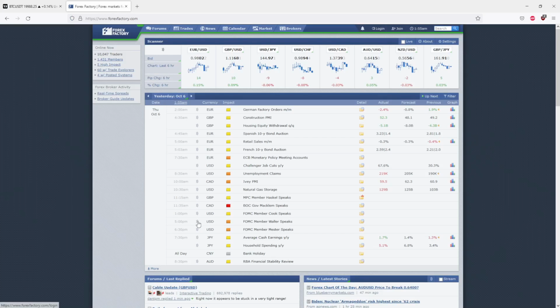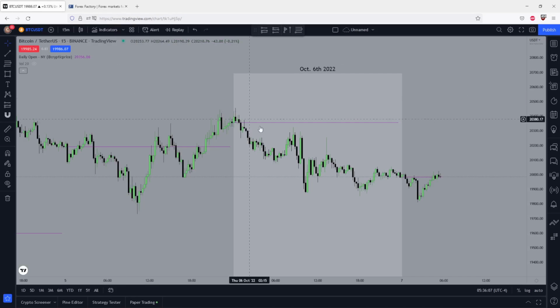And we see yesterday there were no high impact news events for US dollar, only the unemployment claims at 8:30, which was a medium impact news event, and two more medium impact news events at 5 and 6 p.m., which were the FOMC member speaks.